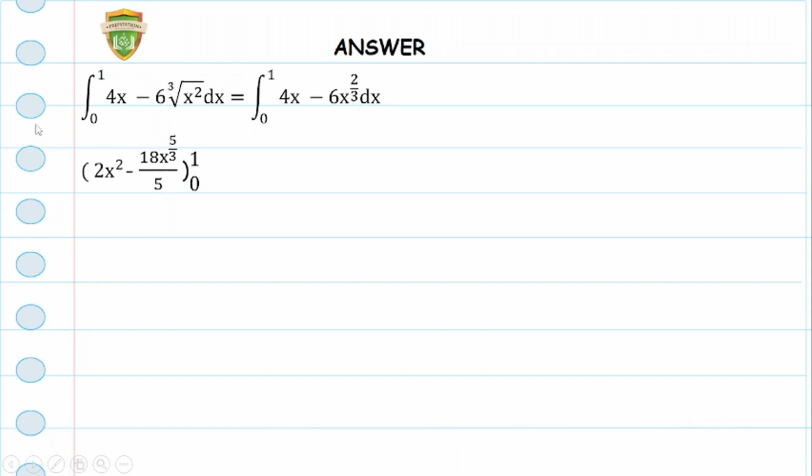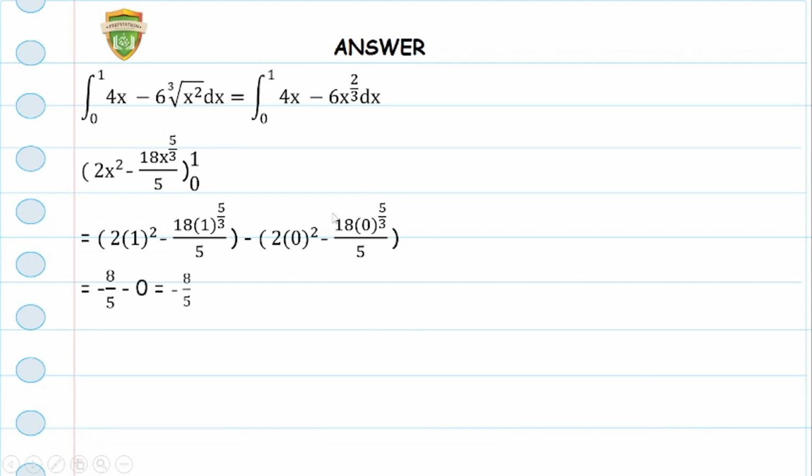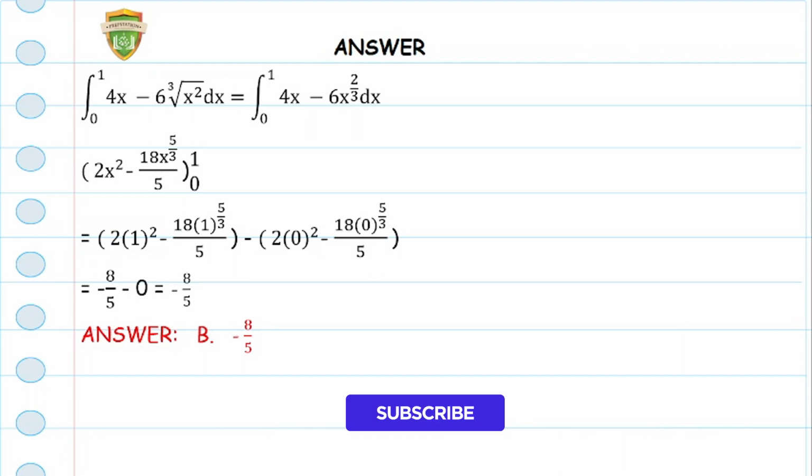Now remember that it is between the boundaries of 0 and 1. So now we'll substitute 1 and 0 respectively. When we substitute 1 into here, this becomes this. When we substitute 0 into here, it becomes this. And since this is 0, everything here becomes 0. And when you solve this, you're going to get negative 8 over 5. So negative 8 over 5 minus 0 will be negative 8 over 5. Meaning that our answer will be option B.